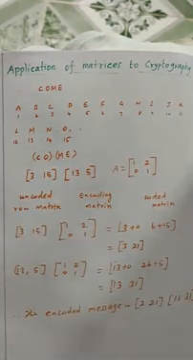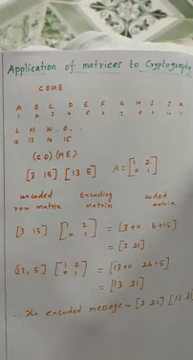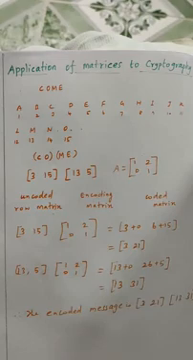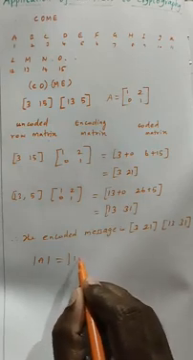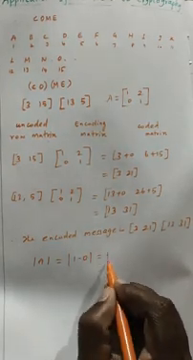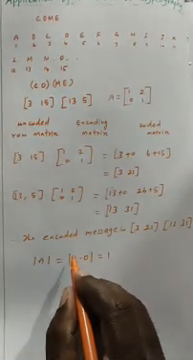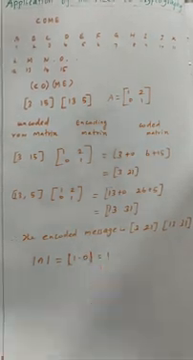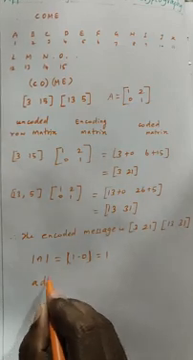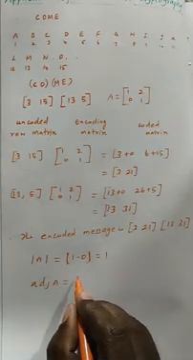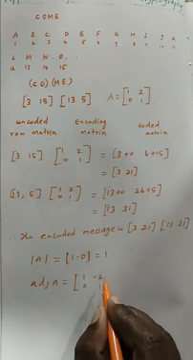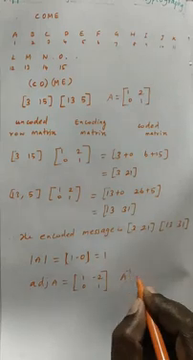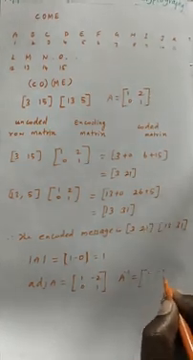Then we are going to decode the message now. For that, we need to find A inverse. The determinant of A is equal to 1 minus 0, which is equal to 1. And the adjoint of A is equal to 1, minus 2, 0 and 1. Then A inverse is equal to 1, minus 2, 0, 1.